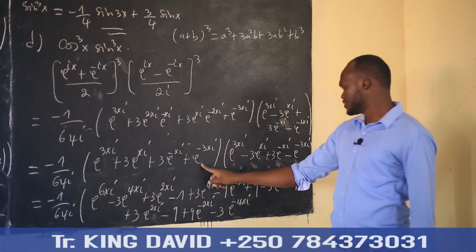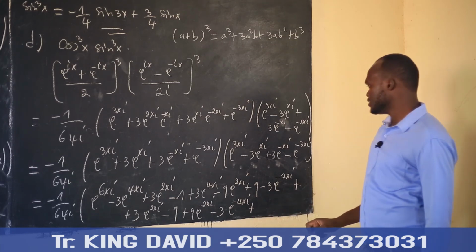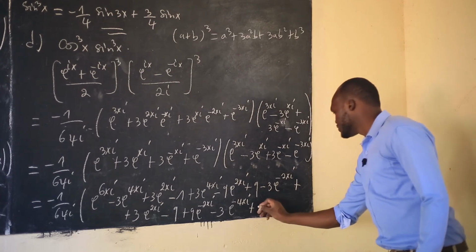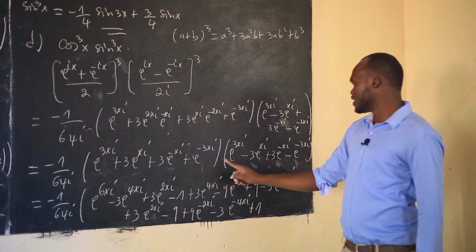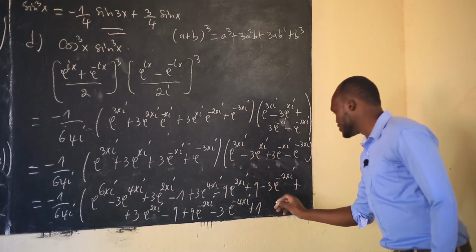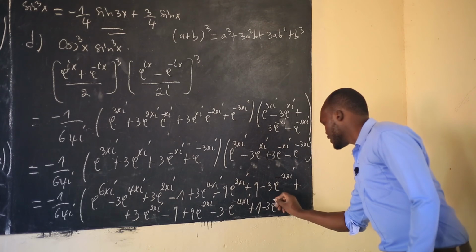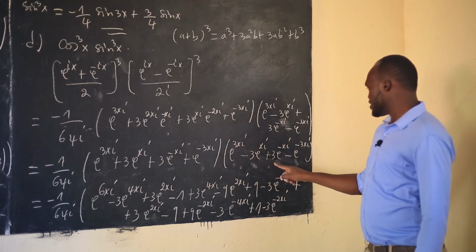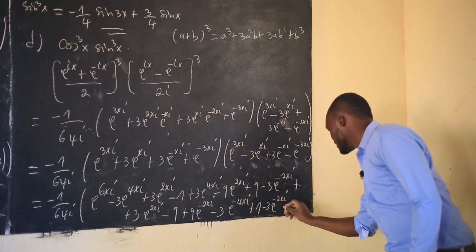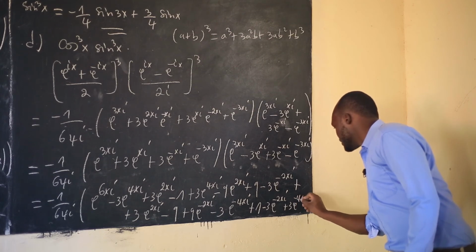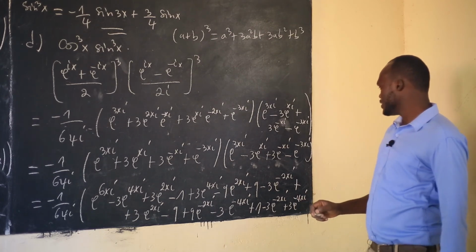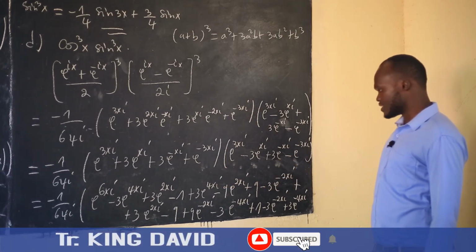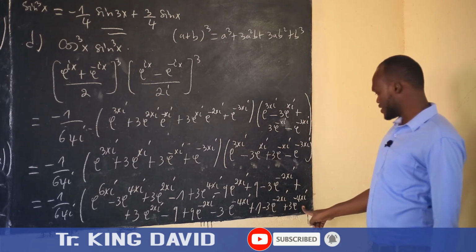So now we're going to use this, plus e^(-3xi) times this, that is e^0, which is 1. e^(-3xi) times negative 3e^(xi), that's negative 3e^(-2xi). Then e^(-3xi) times 3e^(-xi), that is positive 3e^(-4xi). So e^(-3xi) times negative e^(-3xi), that's negative e^(-6xi). So let us proceed on another side, this one.